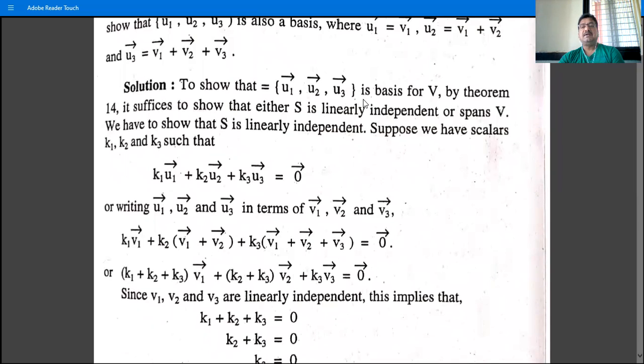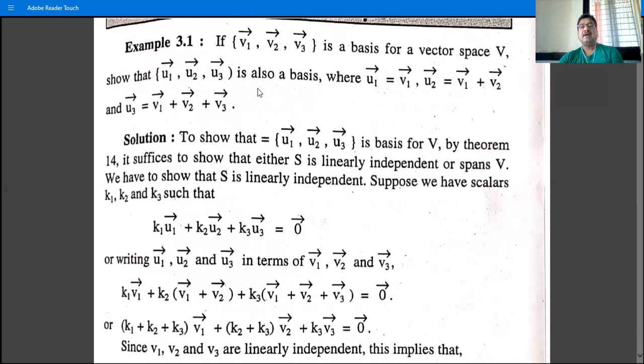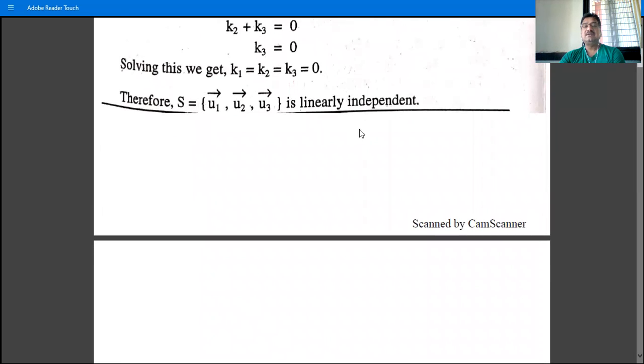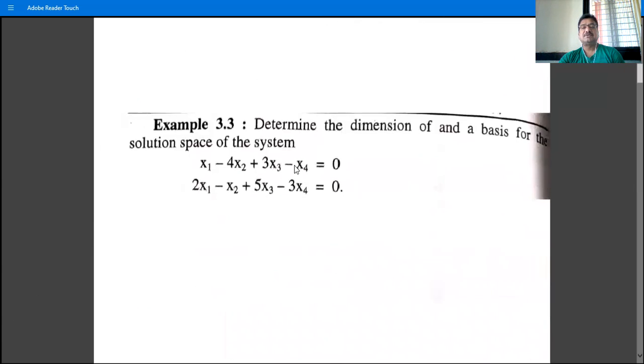So we have K1 is 0, K2 is 0, K3 is 0, and therefore the set U1, U2, U3 is linearly independent. As the dimension of vector space V is 3, and this set U1, U2, U3 contains 3 vectors and is linearly independent, S is a basis for V. So write this sentence: S is linearly independent, the dimension of V is 3, the set S is a set of vectors in V containing 3 vectors from V, and the set S is linearly independent, so S is a basis for vector space V.